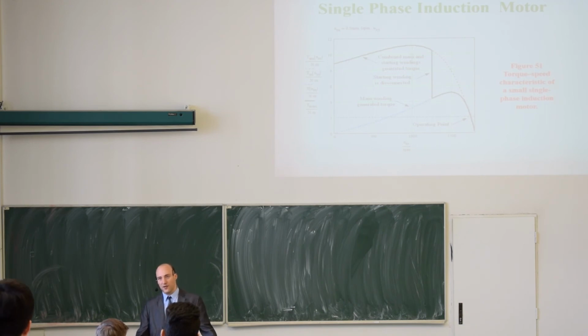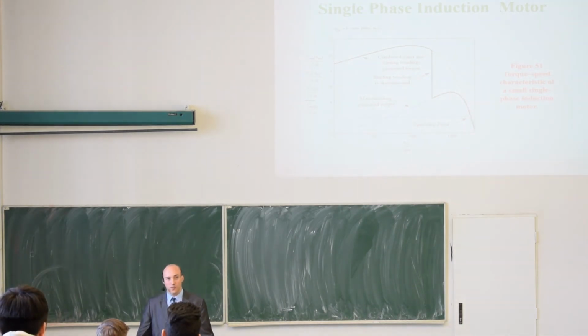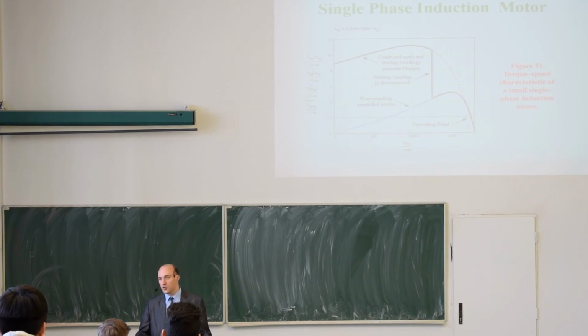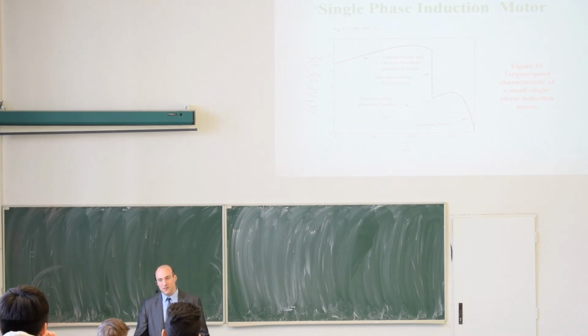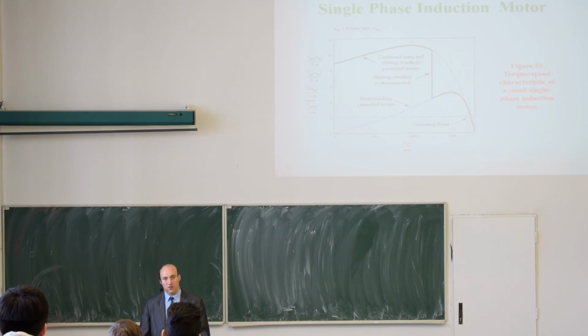Because you don't have three-phase networks everywhere. You may have a three-phase network for motors, for labs, for homes, for workshops, but in a kitchen, you probably will not have a three-phase connection. So those single-phase motors are used in smaller appliances, like refrigerators, pumps, and so on, where you only have a single-phase power network.